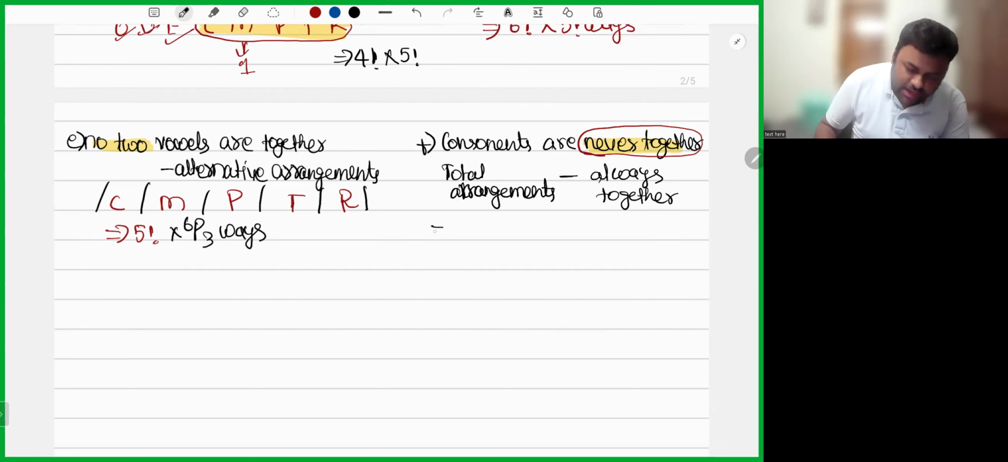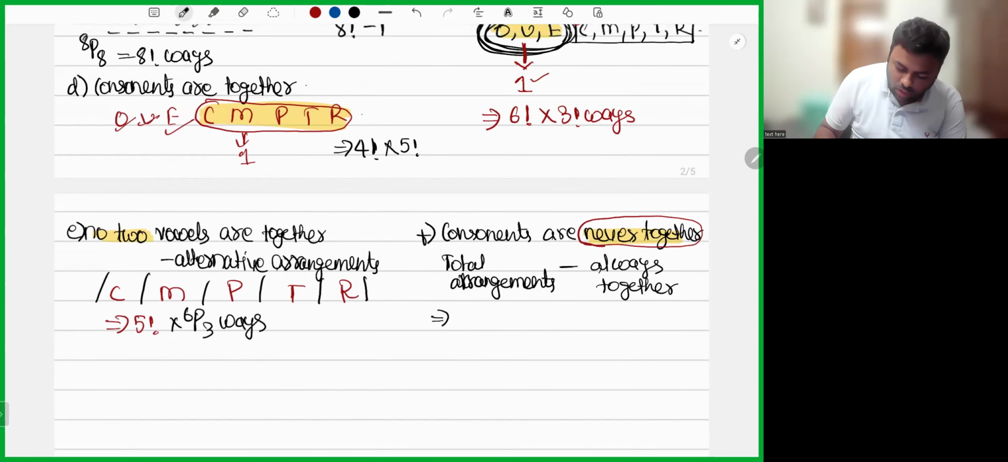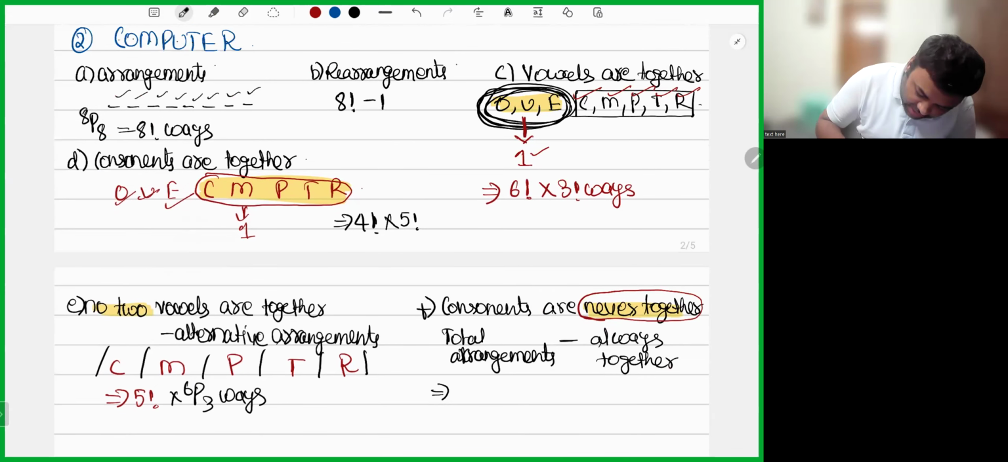Now, what are total arrangements? Total arrangements we already calculated. It is 8 factorial. Minus consonants always together. What are consonants always together? 4 factorial into 5 factorial.